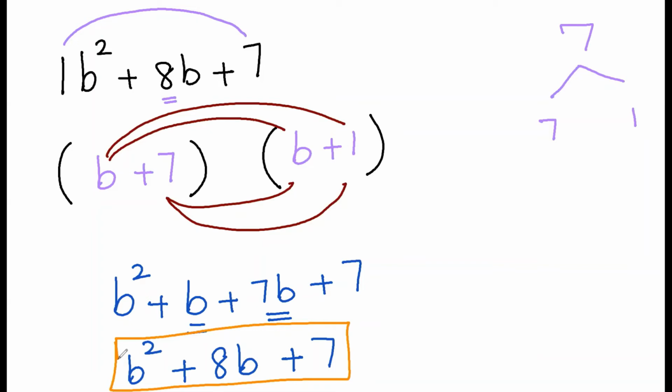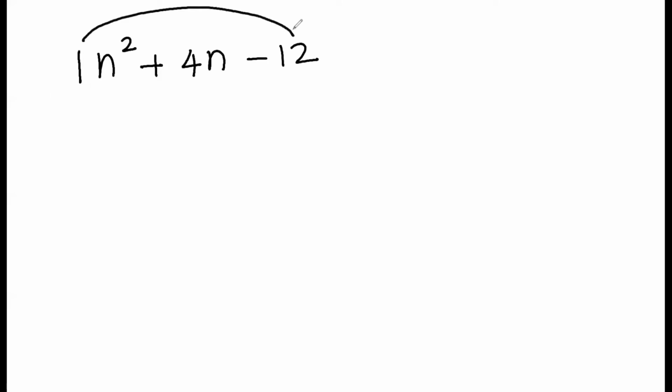Let's try another problem. n squared plus 4n minus 12. And first step, I'm going to make sure this polynomial is arranged in the correct order. So I have n squared, n, and then my constant. Now I'm going to multiply the coefficient of n squared, which is 1, with negative 12. 1 times negative 12 is negative 12.